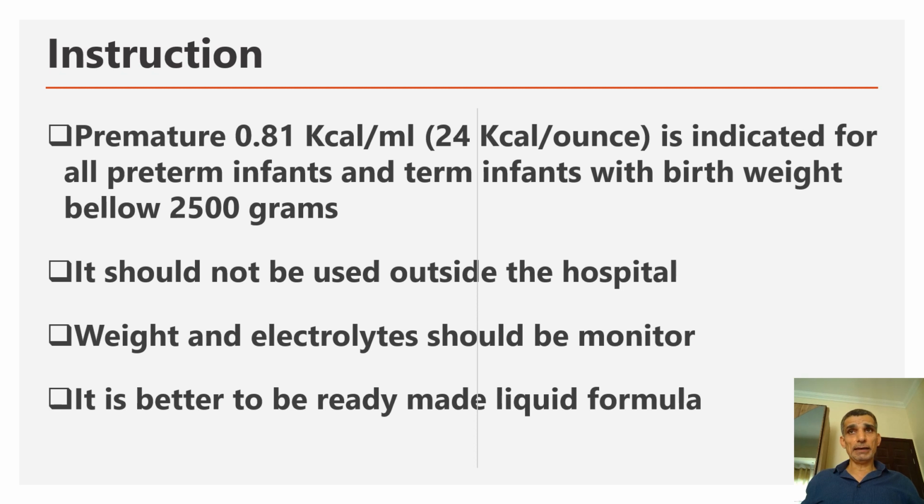And this formula, any high density formula more than 22, should not be used outside the hospital because it needs monitoring, and because of the load on the kidney, and it needs electrolyte and weight monitoring for feeding complications. So this type of formula is not allowed to be used outside the hospital. And this type of formula, it's better to be ready-made diluted formula than powder. Nothing wrong with powder, but it would have more complications because of the caloric density, which needs to be very accurately determined. So using it as a ready-made is way better.